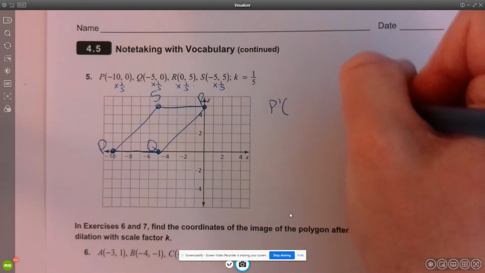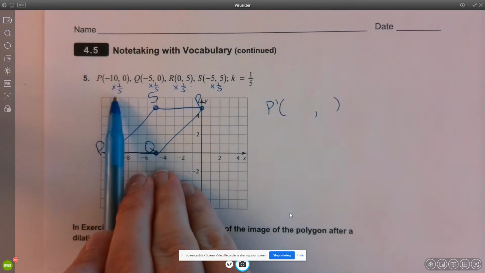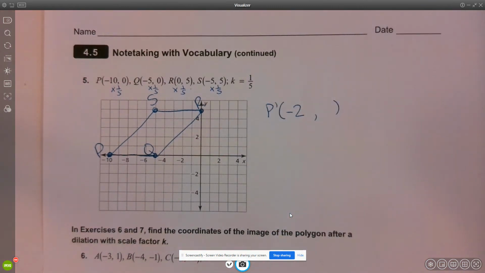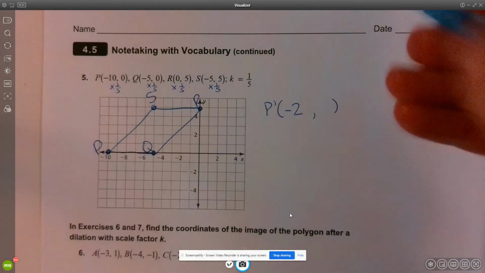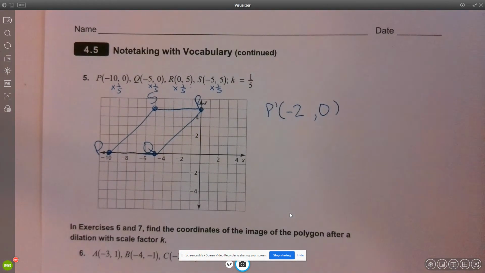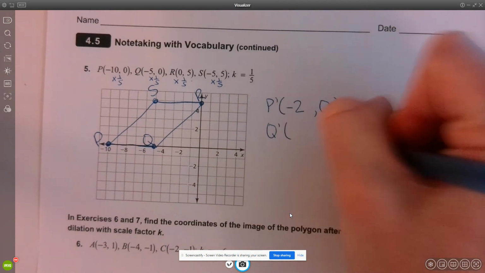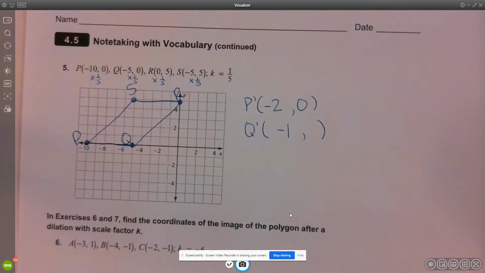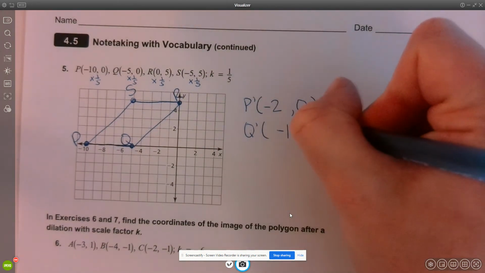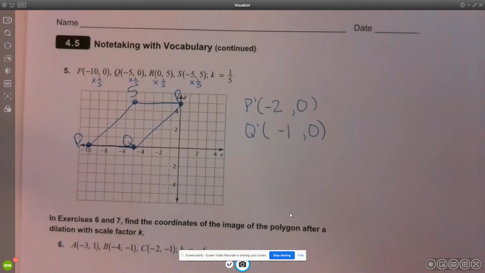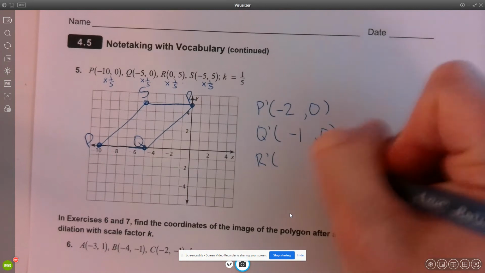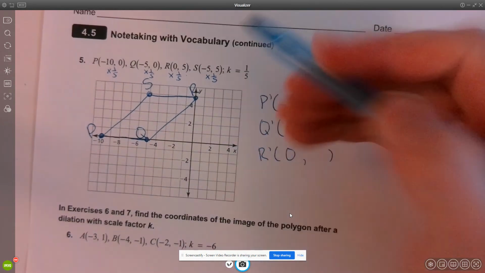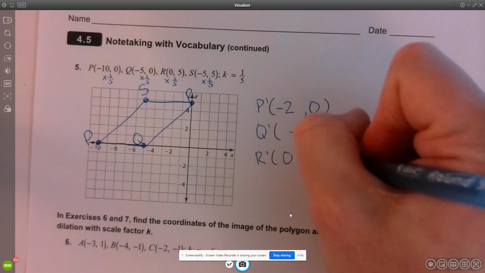So P prime: -10 times 1/5 is -2, and 0 times 1/5 is 0. Q prime: -5 times 1/5 is -1, and 0 times 1/5 is 0. For R prime, 0 times 1/5 is 0, and 5 times 1/5 is 1.